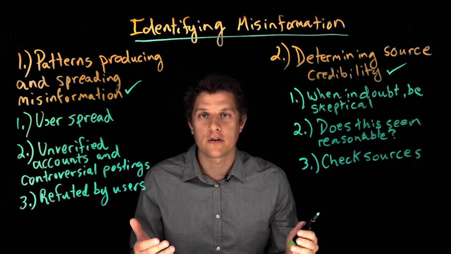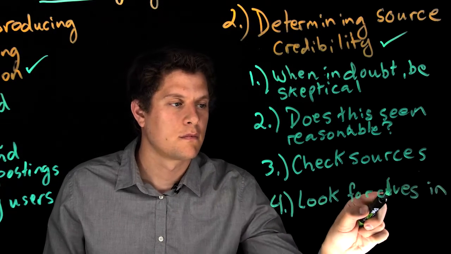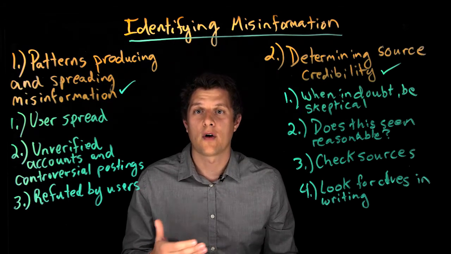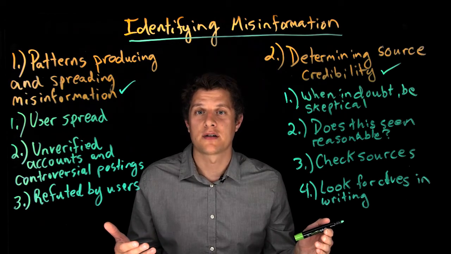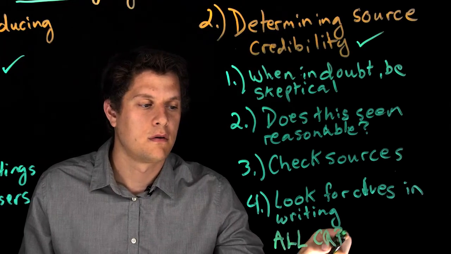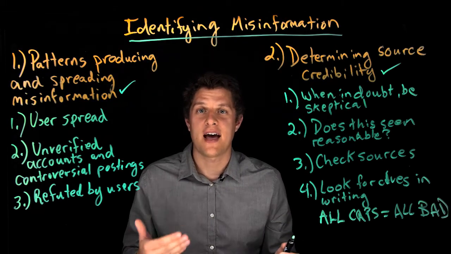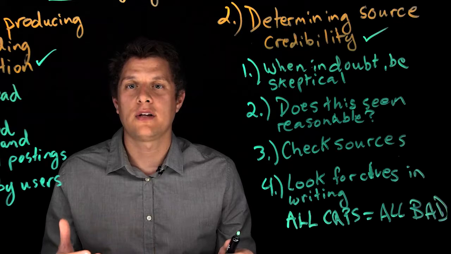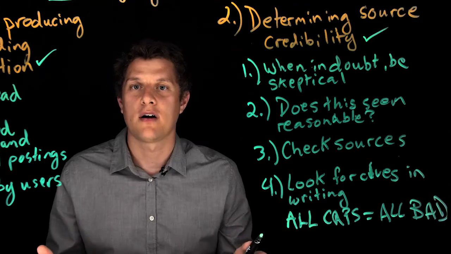Number 4, look for clues in the writing. If the story you are reading is full of spelling errors, grammar problems, or uses things like all caps writing or multiple exclamation marks, you should be skeptical of its information. Or, if the story lacks sources, uses social media posts as evidence, or relies heavily on pop-up ads, be wary. Following these simple tips can help you not only identify problematic information, but also problematic sources that you will want to be aware of in the future.